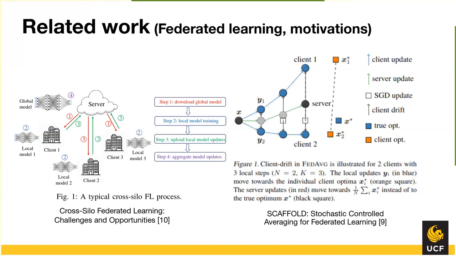This figure on the right side of the slide shows a figure from a paper called Scaffold, and it highlights the client drift issue where the local models want to overfit to their local objective and drift, which is shown by the orange squares, and they drift away from the true optimum, which is the blue squares.